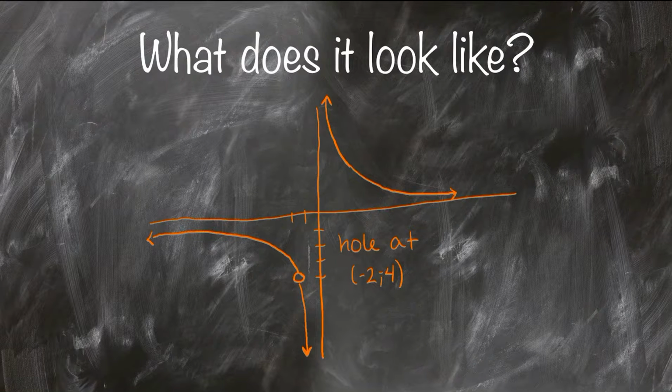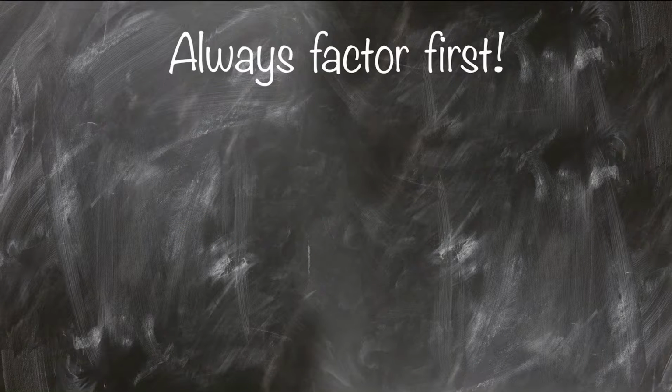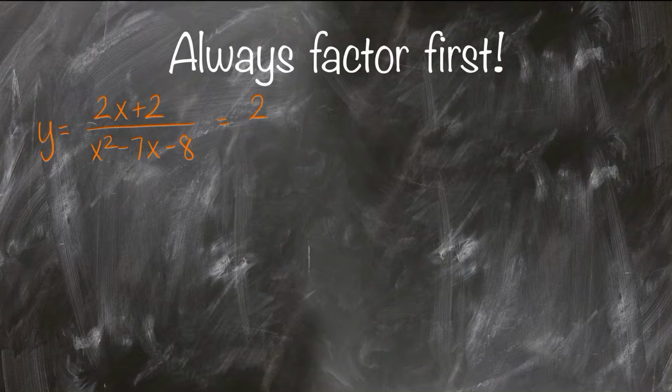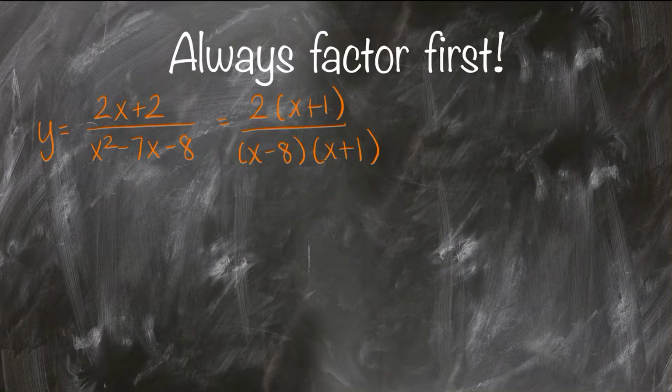How do we find those from the function? Well, the first function we're going to look at is y equals 2x plus 2 over x squared minus 7x minus 8. Let's go ahead and factor that first. You can pause the video and factor this. So when we factor it, we end up with 2 times x plus 1 over x minus 8 times x plus 1. And you notice we have a factor on the top and the bottom that's going to cancel. X plus 1 and x plus 1.